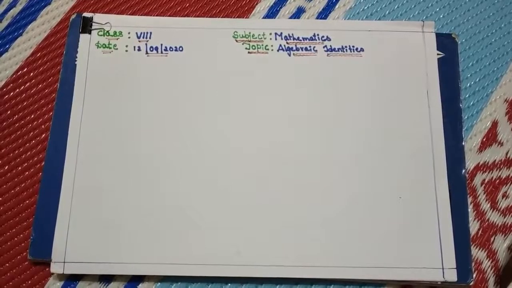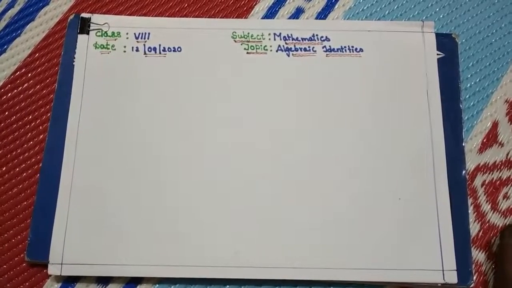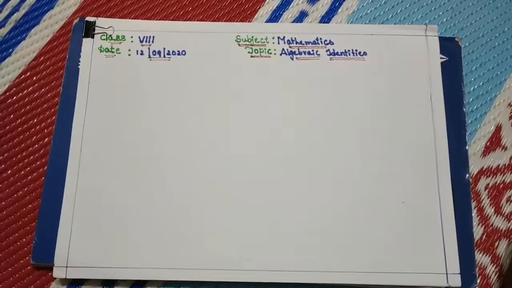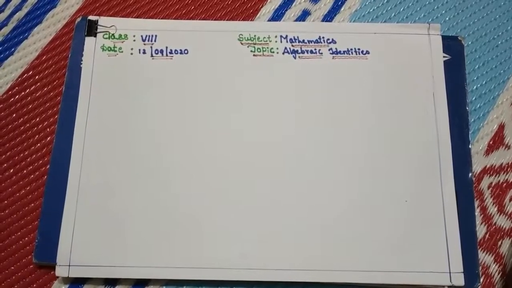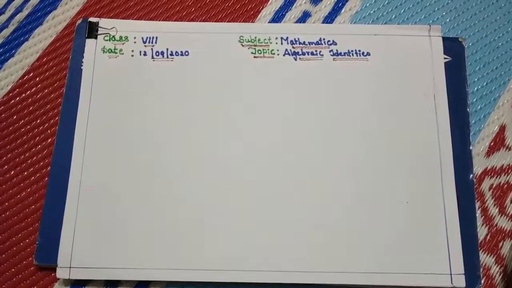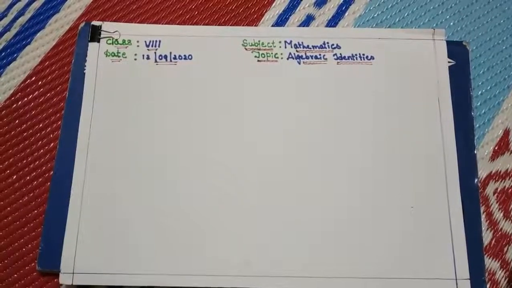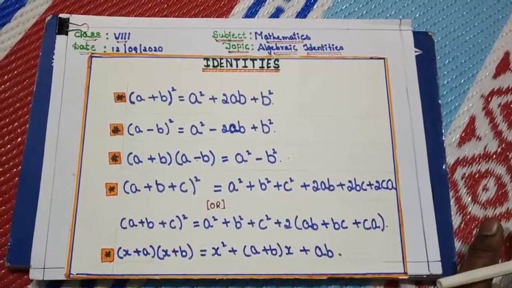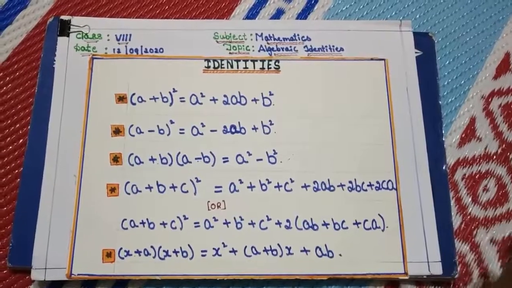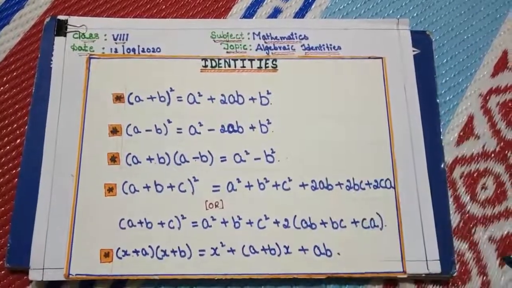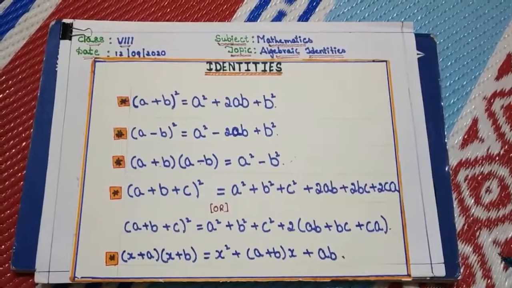In the earlier class we discussed the factorization concept in the chapter algebraic identities, and also solved a worksheet related to factorization. So today we are going to solve value based questions. Before solving them, let us recall the identities we studied in the earlier class.